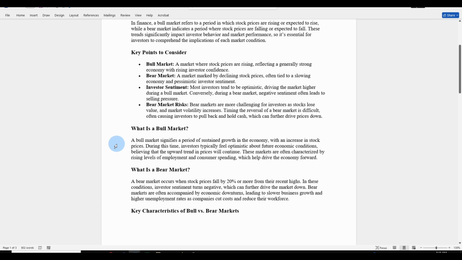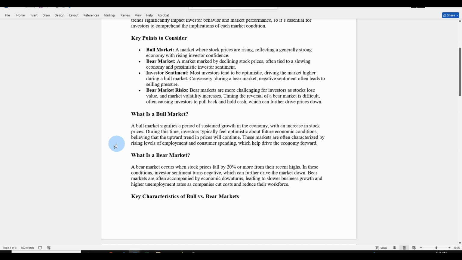What is a bull market? A bull market signifies a period of sustained growth in the economy with an increase in stock prices. During this time, investors typically feel optimistic about future economic conditions, believing that the upward trend in prices will continue. These markets are often characterized by rising levels of employment and consumer spending, which helps drive the economy forward.